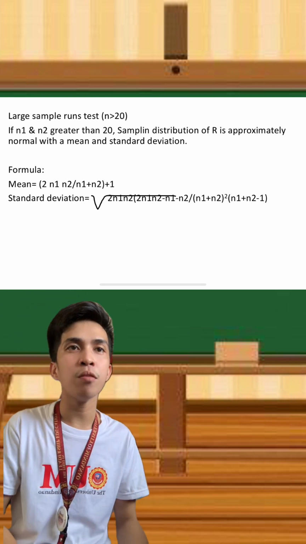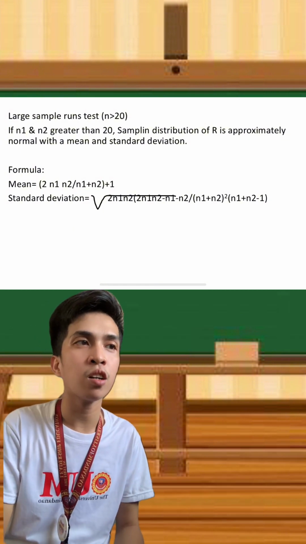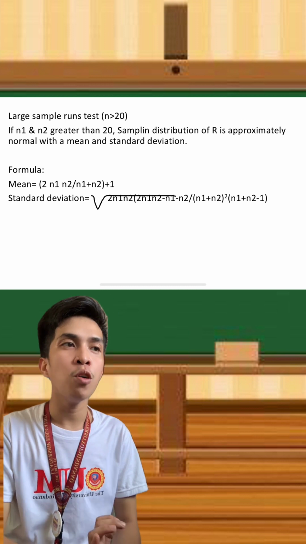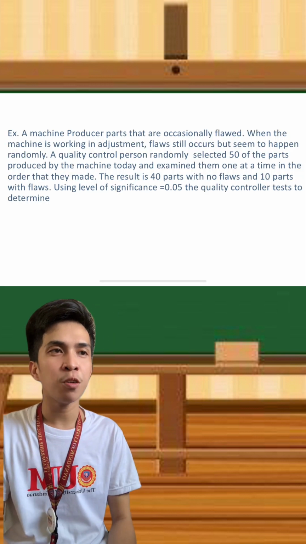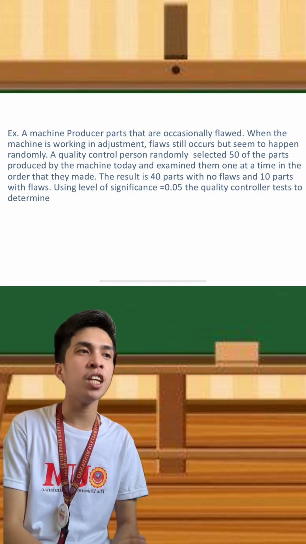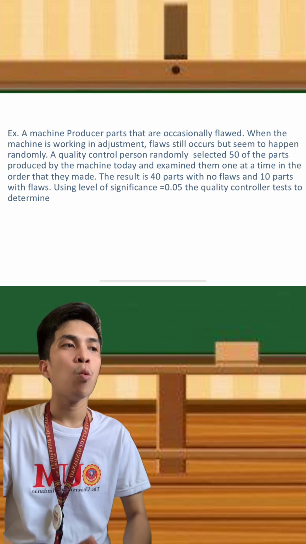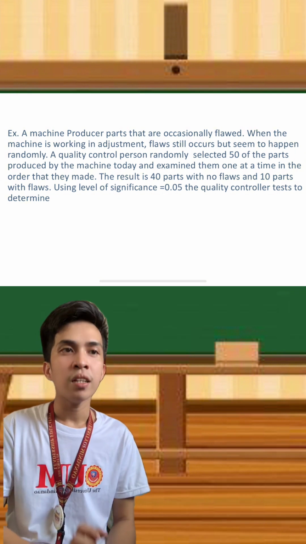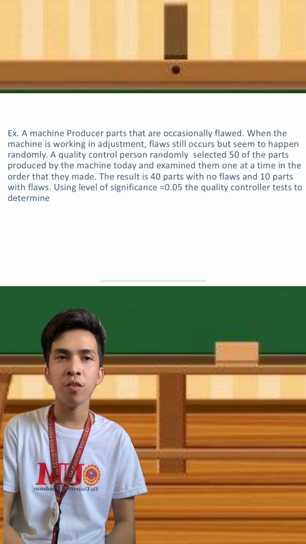Now here is the example of the large sample runs test. A machine produces parts that are occasionally flawed when the machine is out of adjustment. Flaws still occur but seem to happen randomly. A quality control person randomly selected 50 of the parts produced by the machine today and examined them one at a time. The result is 40 parts with no flaws and 10 parts with flaws.